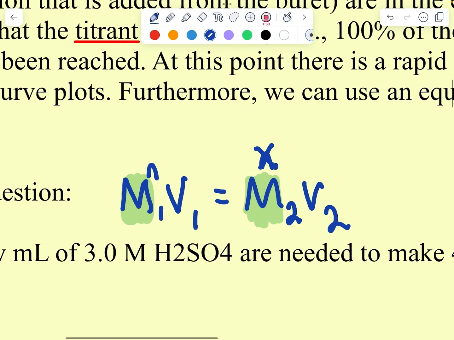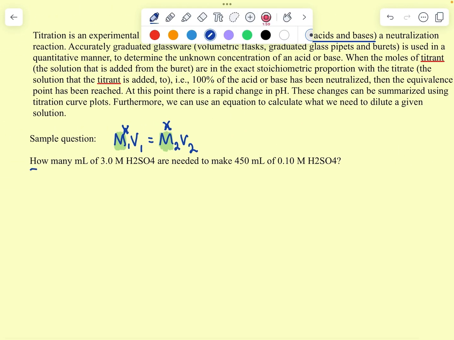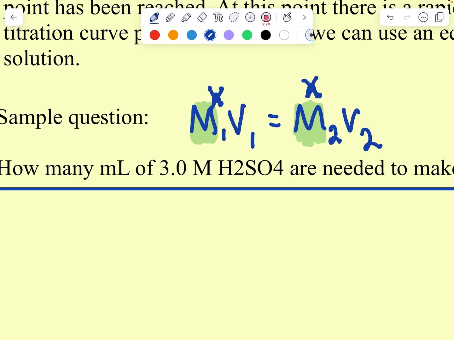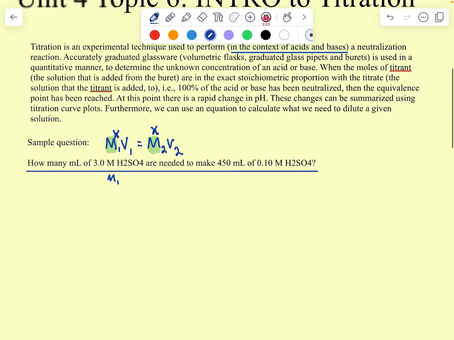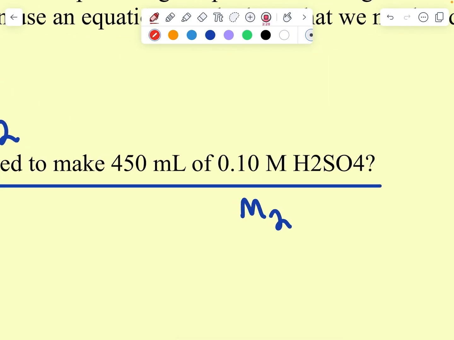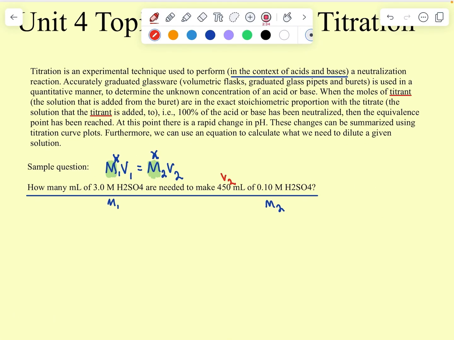So we have the sample question. Let's look at how we do this. How many milliliters of 3.0 molar H2SO4, sulfuric acid, are needed to make 450 milliliters of 0.10 molar H2SO4? You'll notice that they gave us three of our values. We'll call this value M1 up here, the more concentrated solution, and this will be our M2, and this is our V2 because it corresponds with our diluted acid.